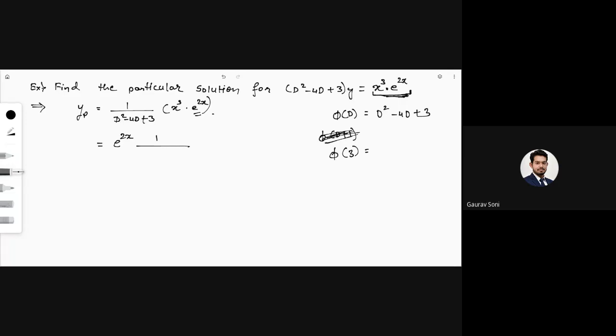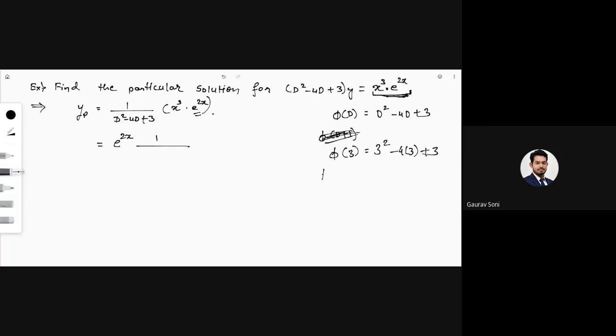Dhruv, what will be phi of 3? 3 square minus 4 into 3 plus 3. Okay, 3 square minus 4 into 3 plus 3.